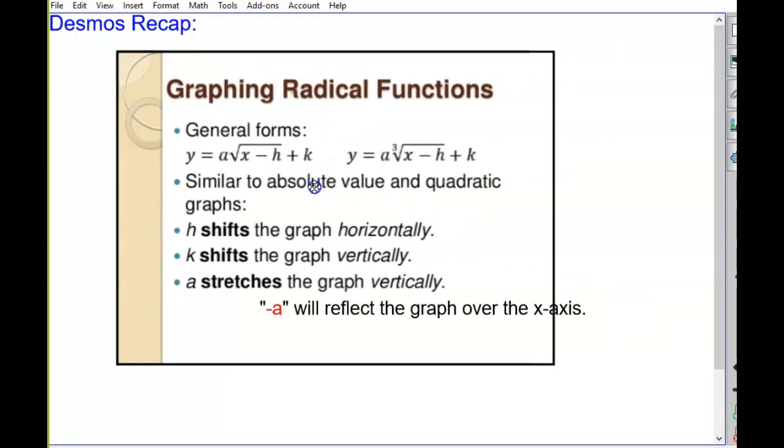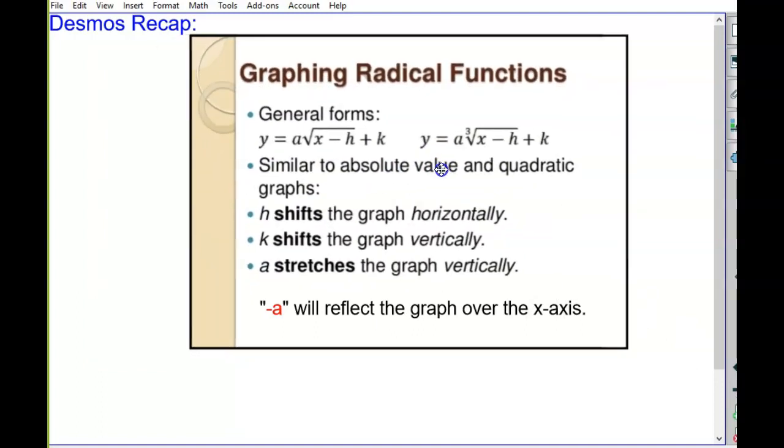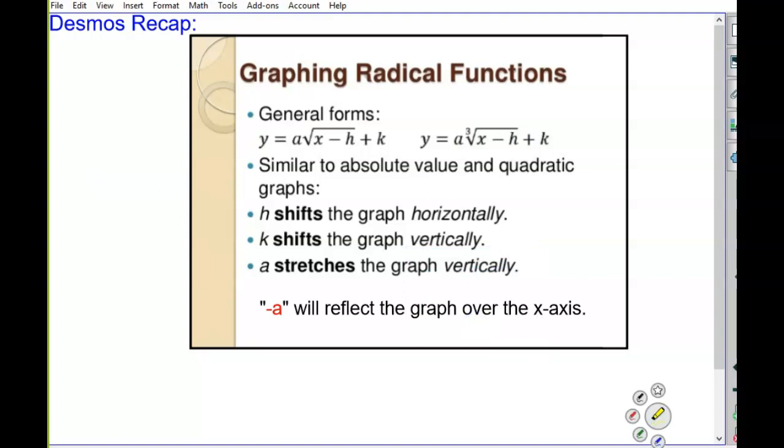All right, so at the end of the Desmos activity, you guys were asked to write this down in your notes. I'm going to add one thing to it if you want to take that out from Monday. And your goal with the Desmos activity was to explore what A, H, and K do to a graph. Now, you look at our general forms. The A value is what's called a vertical stretch.